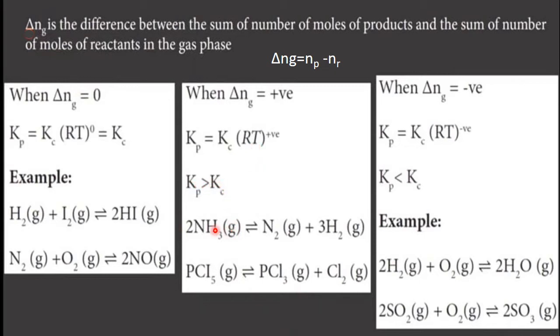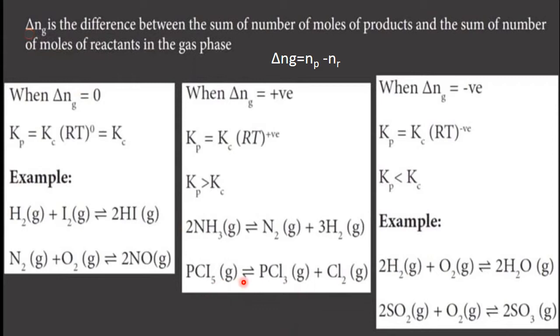For example, ammonia dissociation and PCl5 dissociation. Here, how to calculate delta Ng? How many products are formed? 3 molecules of H2 and 1 mole of nitrogen. So 3 plus 1, 4. Instead of Np you write 4. 4 minus how many reactants? 2. 4 minus 2, 2. It's greater than 0, so a positive value.